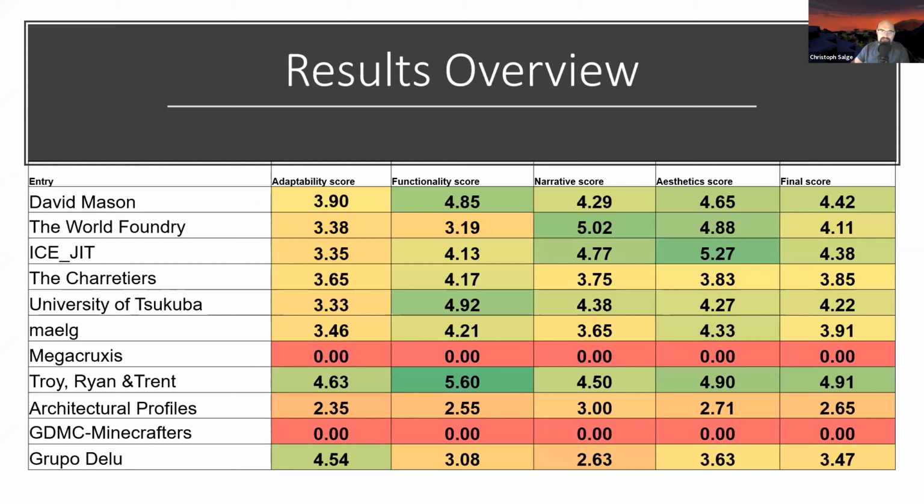And you do also see that the World Foundry, which you saw the video on, has the highest narrative score and is the clear winner of the Chronicle Challenge. And you see the Troy, Ryan and Trent entry massively scored in the functionality score, which probably secured them the win. While Ice JIT, the third entry, scored a lot of points in the aesthetics area.